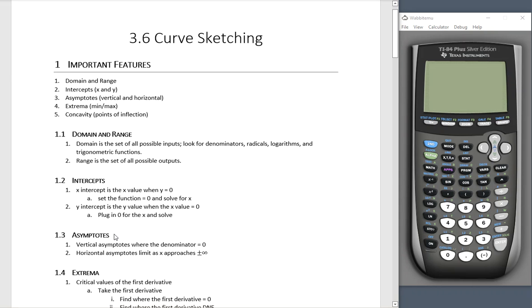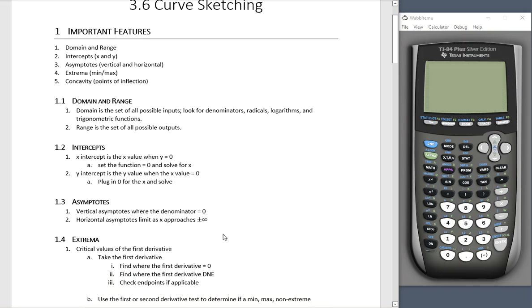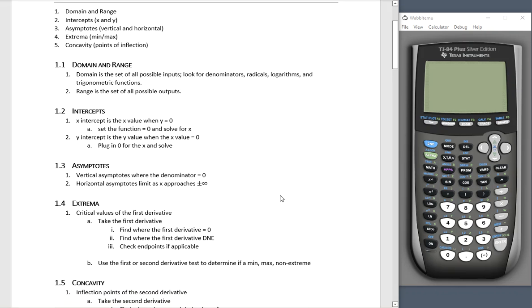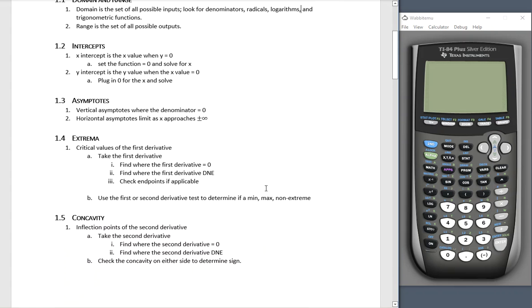As we're looking for asymptotes, right? Vertical asymptotes take place where the denominator is 0. Horizontal asymptotes are the limit as x approaches positive and negative infinity, right? It can only have 2 horizontal asymptotes, but it could have infinite vertical ones.